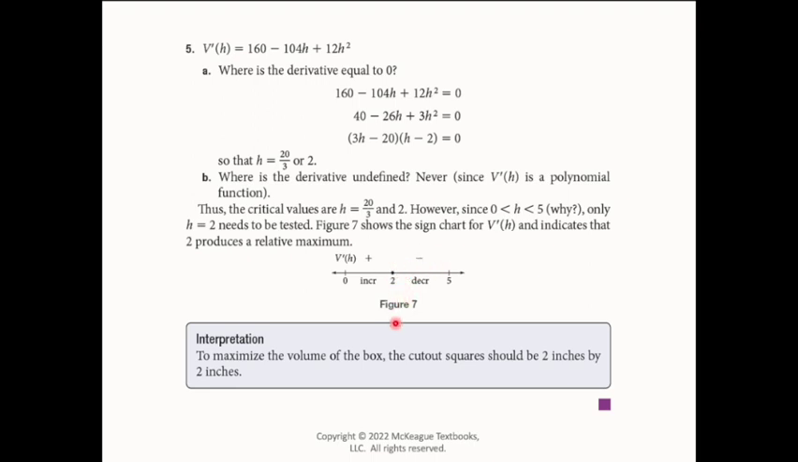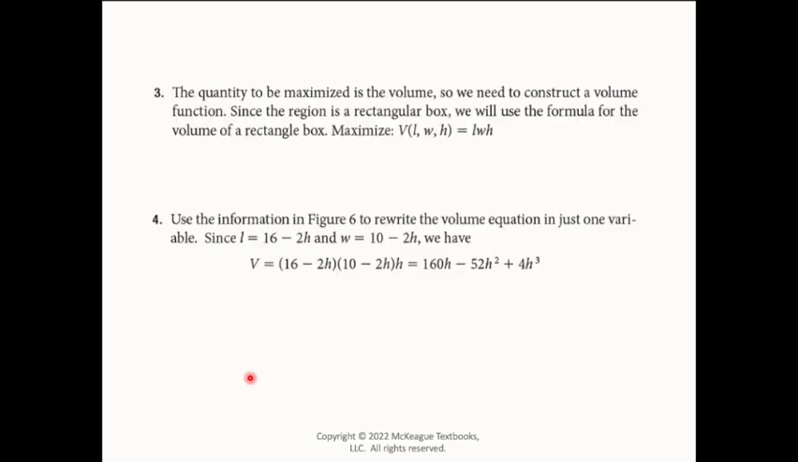So now that we know 2 is a local max, and it's the point on that interval that's going to work for us for what we're trying to do, we want to say that the squares we're going to cut out are going to be 2 inches by 2 inches, and that's going to maximize the volume. Now, if we want to find out what that volume is, we would have to go back to the volume equation and plug in 2 here to see what that is.